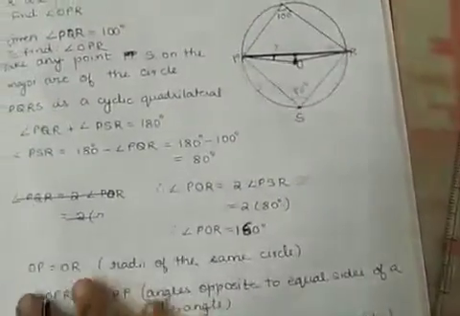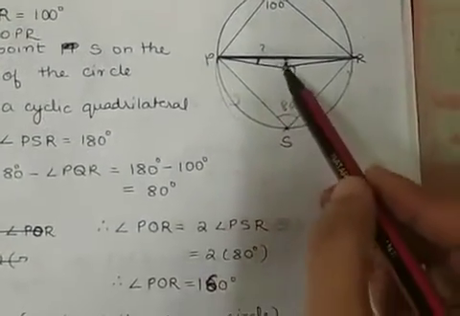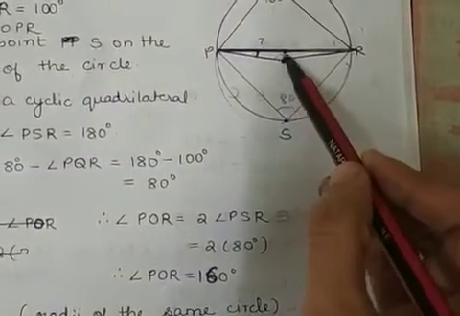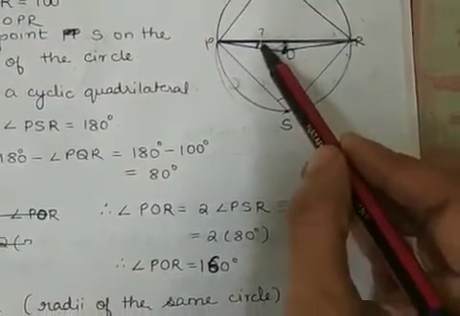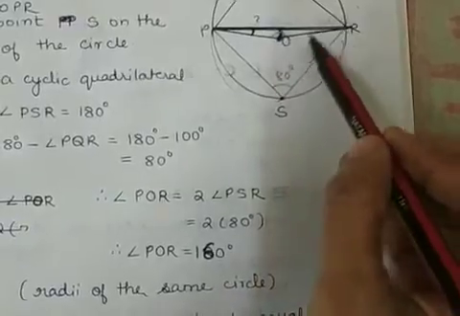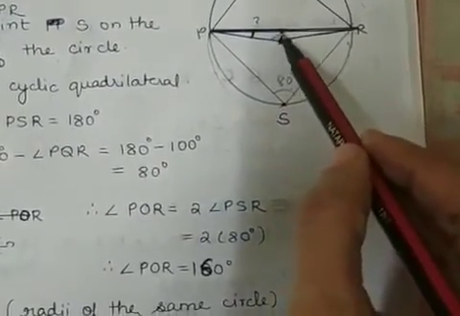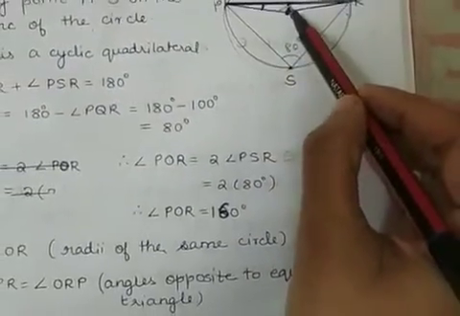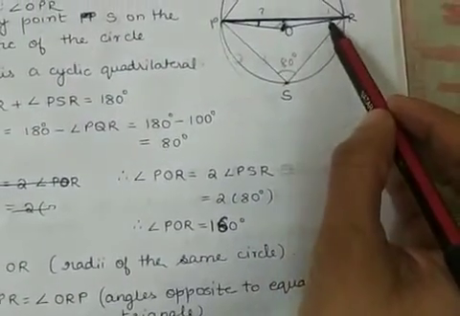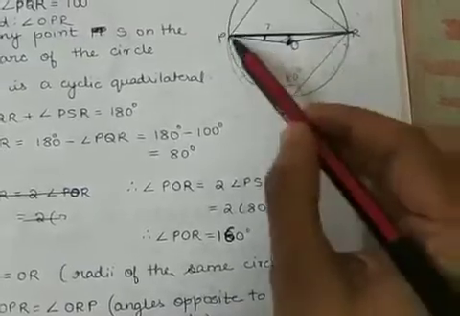Now, what is angle POR? Can you find this angle? Now if I find this angle, then I can take this triangle and I can find this angle. So now if you see this angle POR will be 2 times angle PSR.